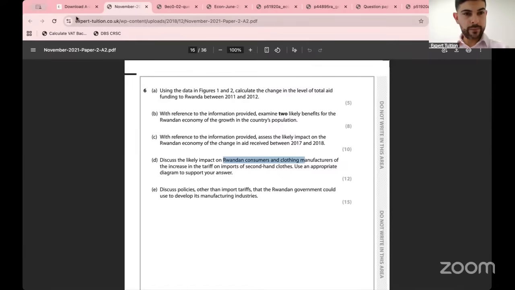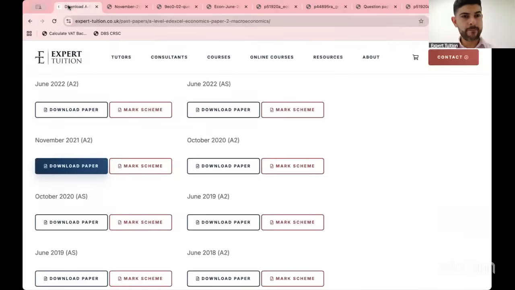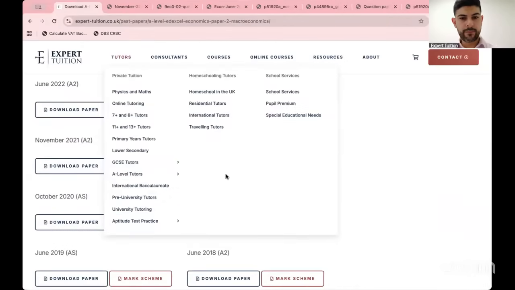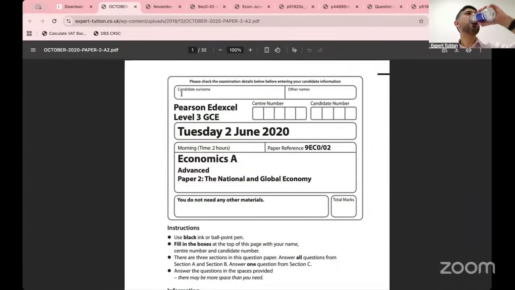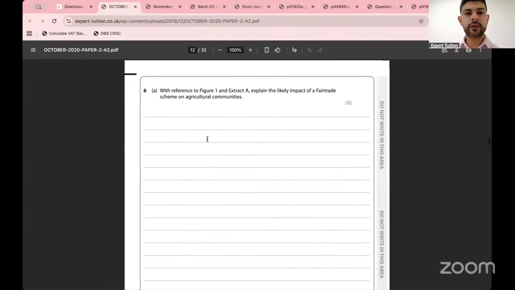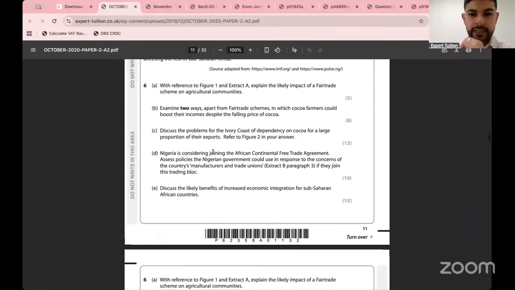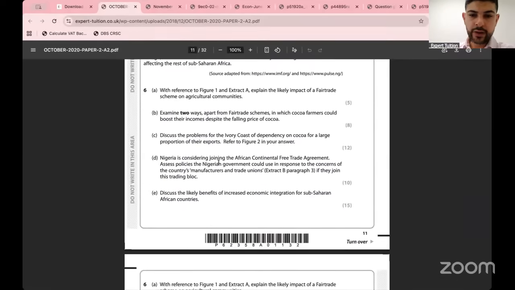To start off with, we're going to open the 2020 paper. So October 2020, COVID year, has the following 15 marker. It says, discuss the likely benefits of increased economic integration for sub-Saharan African countries.